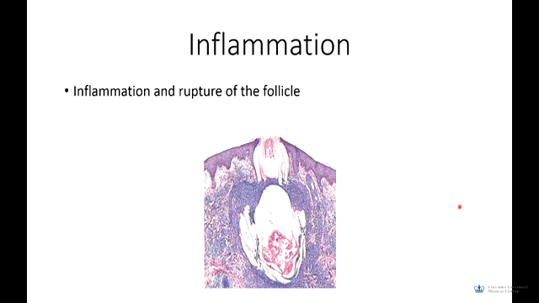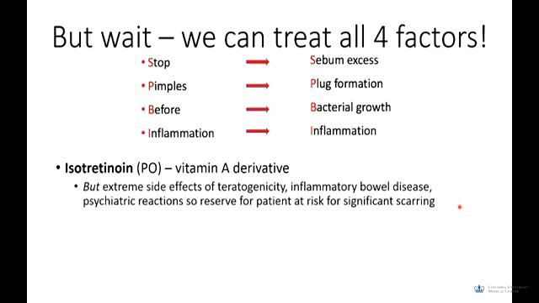Okay, and then the I in that mnemonic is inflammation. Here's just a nice histology image of inflammation and rupture of the follicle. But we can actually treat all four of these factors with one medicine, isotretinoin, which is an oral vitamin A derivative. It does have a lot of side effects, including teratogenicity, IBS, psychiatric reactions, so you really only want to use it for severe cases where there's really a high risk of scarring. So again, stop pimples before inflammation: sebum, plug, bacteria, inflammation.